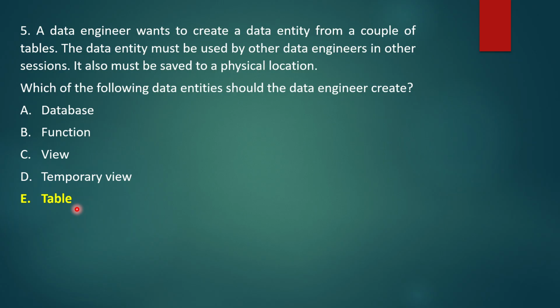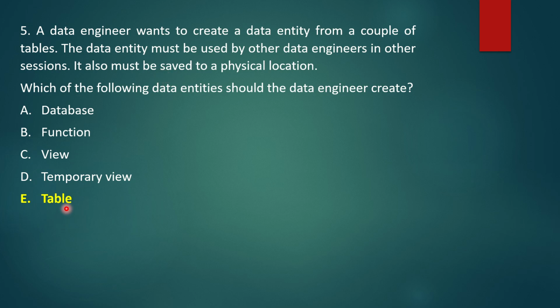So what is the main question here? Create a data entity using a couple of tables. We can use aggregation, join or union. The data entity must be used by other data engineering sessions also, so it needs to be persistent. It must be saved to a physical location, so it must store actual data, not just logic. So the main concept of this question is to create a persistent, physically stored data entity built from existing tables, shared across sessions. So coming to this question, the correct answer is table.